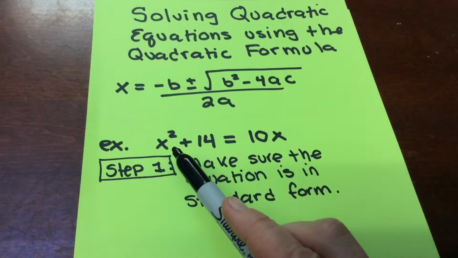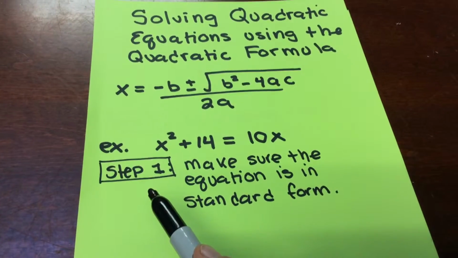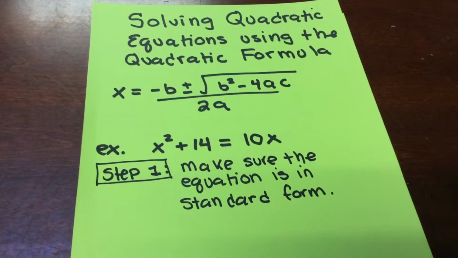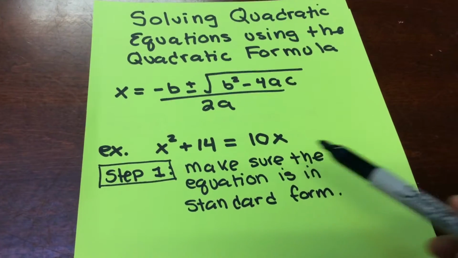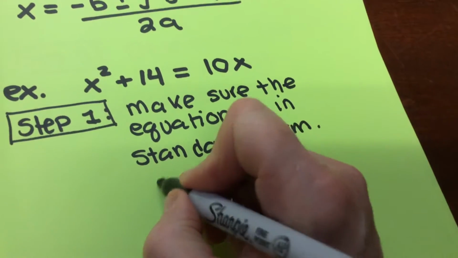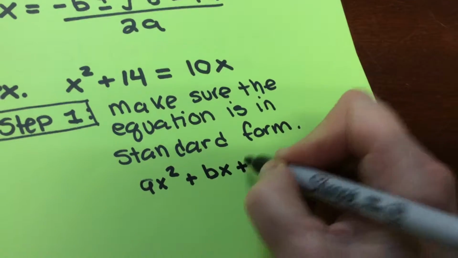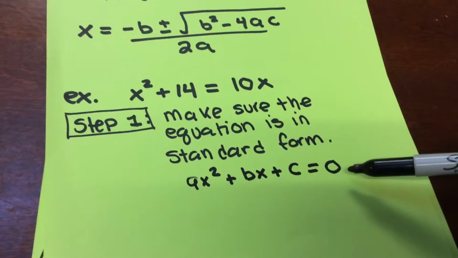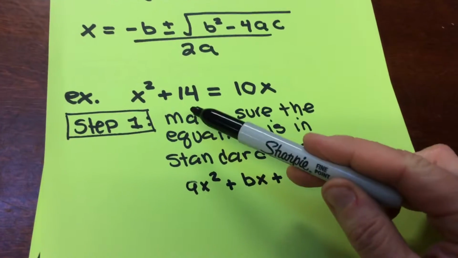This example says x squared plus 14 is equal to 10x. The first step in solving these quadratic equations using the quadratic formula will be to make sure the equation is in standard form. So we could take a look at this equation. Is this in standard form? Well, to recall, standard form looks like this. It will say ax squared plus bx plus c equals 0. So does this look like this? That's what you have to ask yourself. And you would say, no, it doesn't, because this 10x needs to belong on the other side.